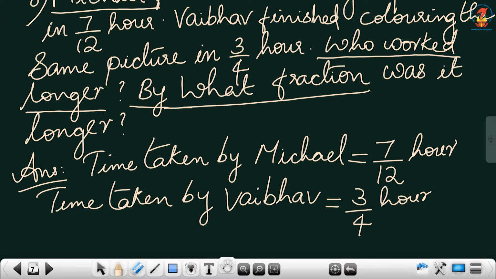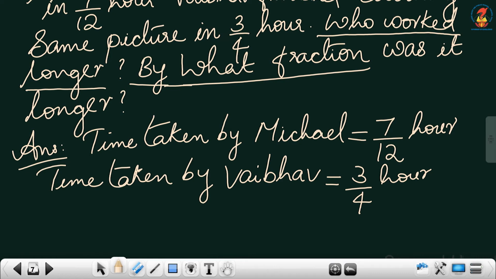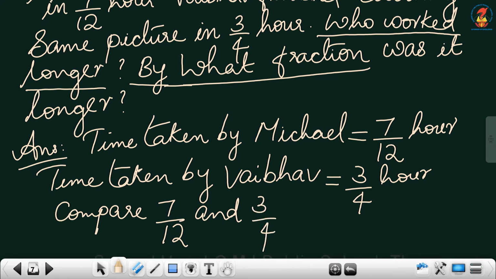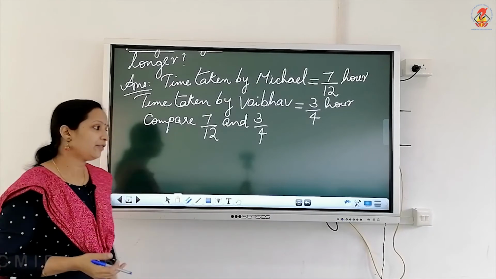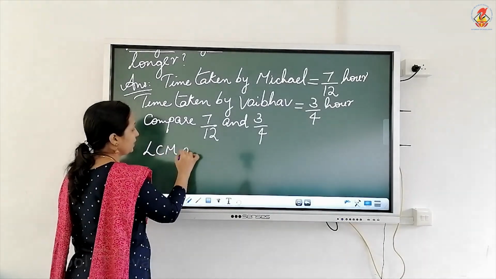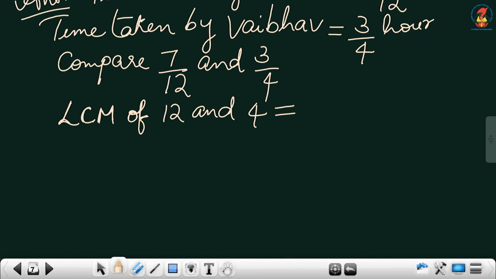Now read the first part of the question. Who worked longer? That means we have to compare these two fractions. So you compare 7 by 12 and 3 by 4. We can see that they are unlike fractions. If you want to compare unlike fractions, what do you have to do first? You have to find the LCM of the denominators. LCM of 12 and 4.